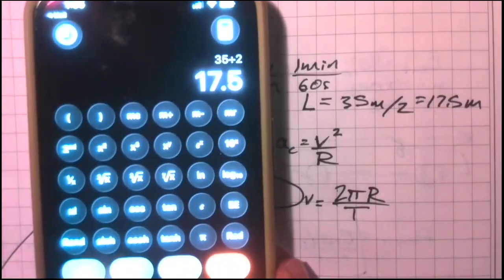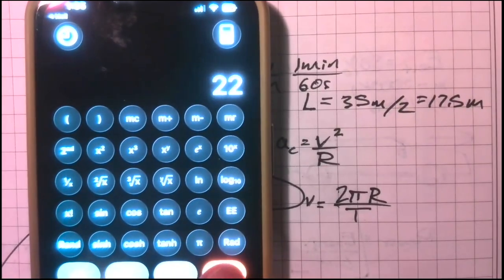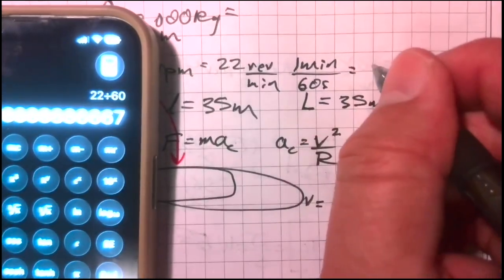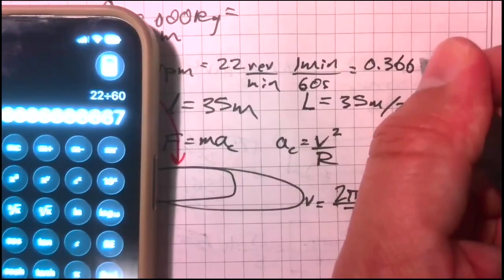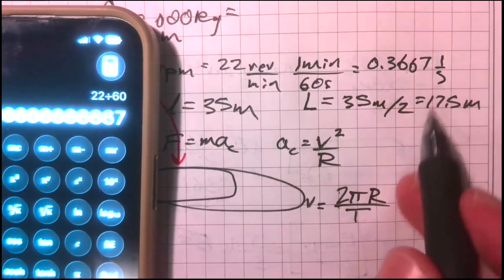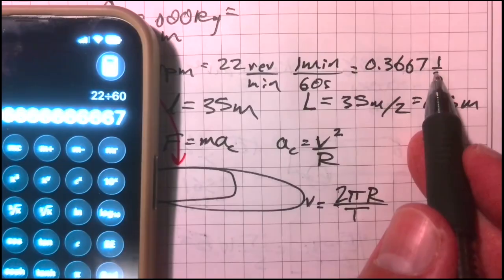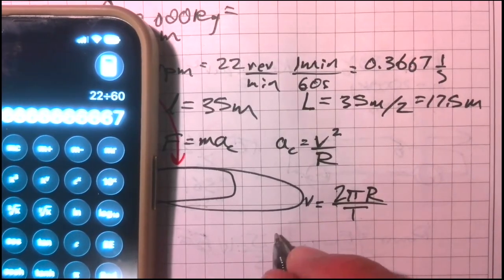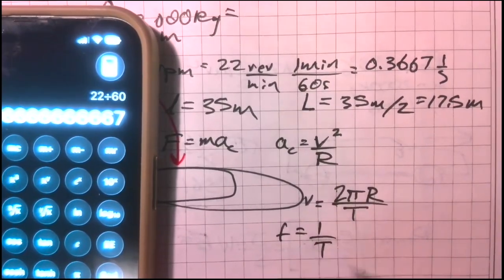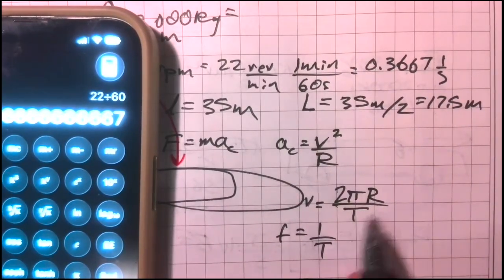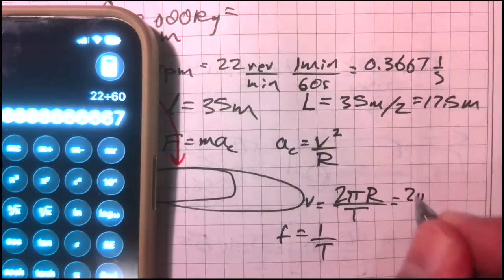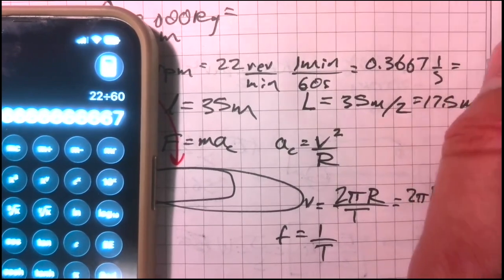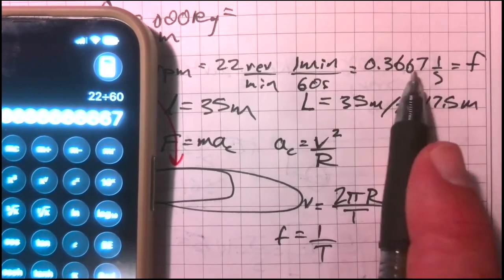I'm just going to use my phone for this because it's real quick. So 22 divided by 60 is going to give us a frequency of 0.3667 per second. I know this is frequency because it's 1 over seconds. Now, remember the formula that we had is frequency equals 1 over period. So we can rewrite this as 2 pi r times f, and f is what we calculated up here. That is our frequency.